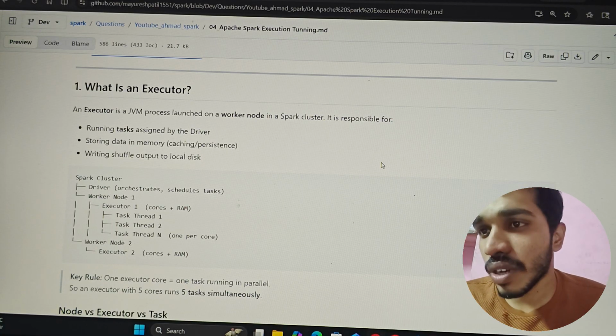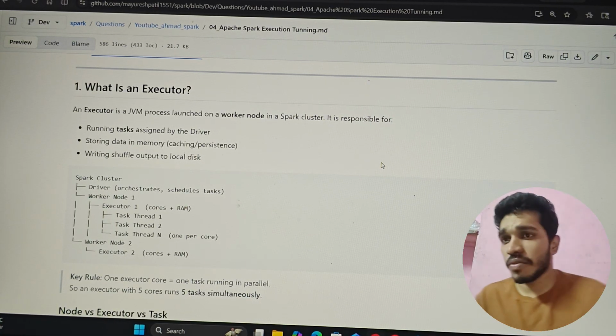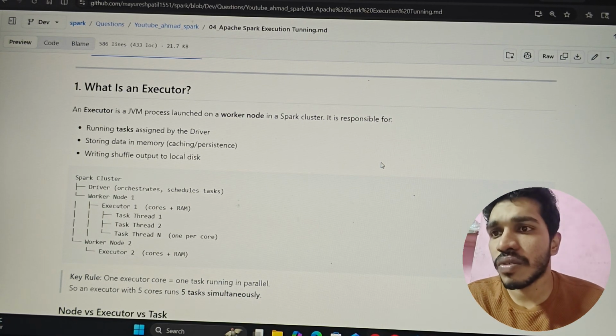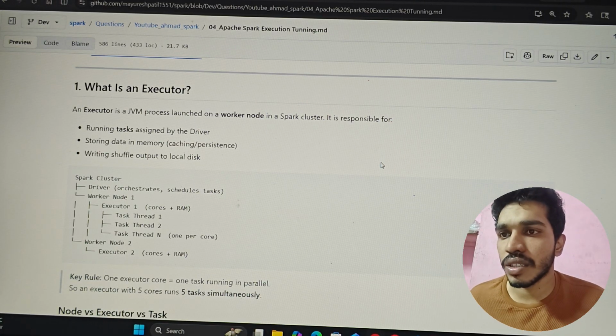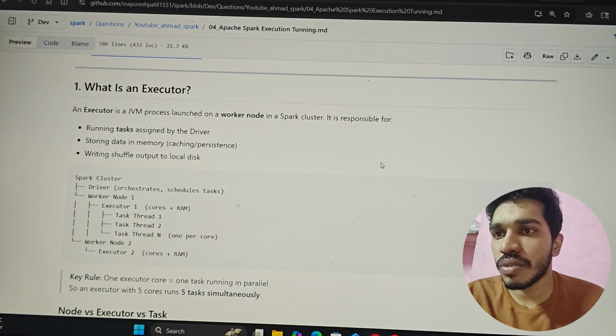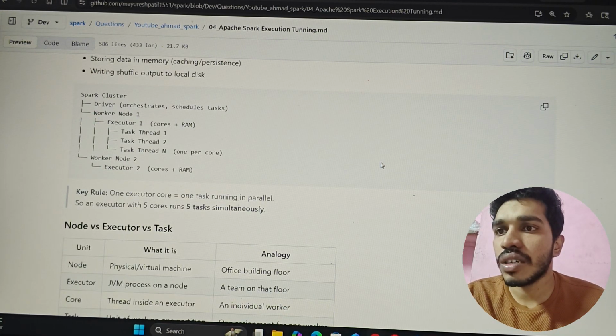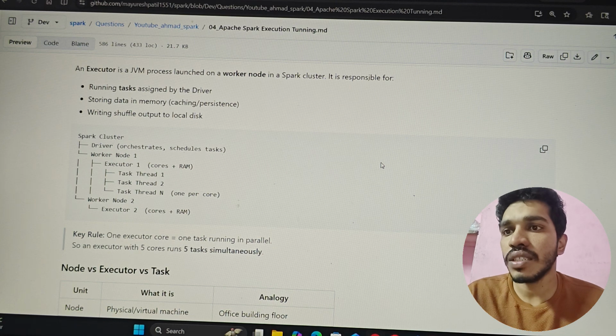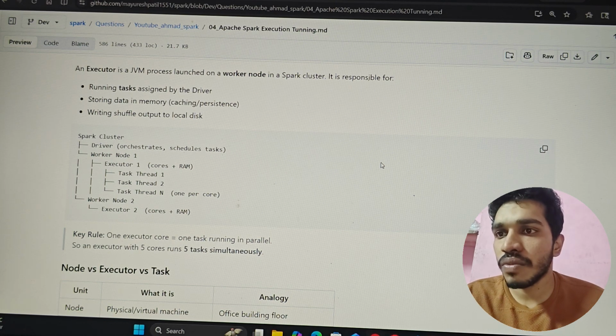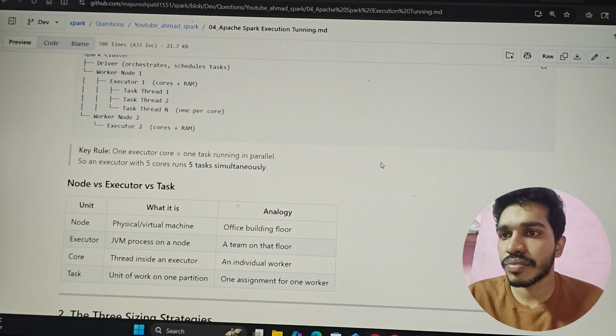In a Spark cluster we have the driver, worker node 1, and worker node 2. In a worker node we have executors, like executor 1. In an executor we have task 1, task 2 up to task n, one per core. The key rule is that one executor core equals one task running in parallel. So an executor with 5 cores runs 5 tasks simultaneously.